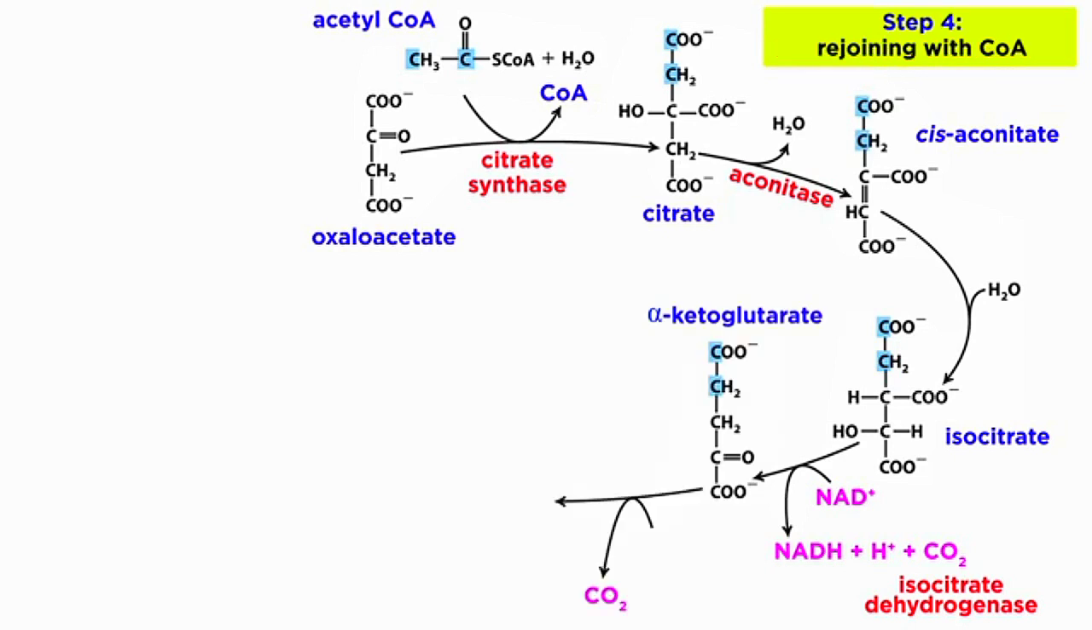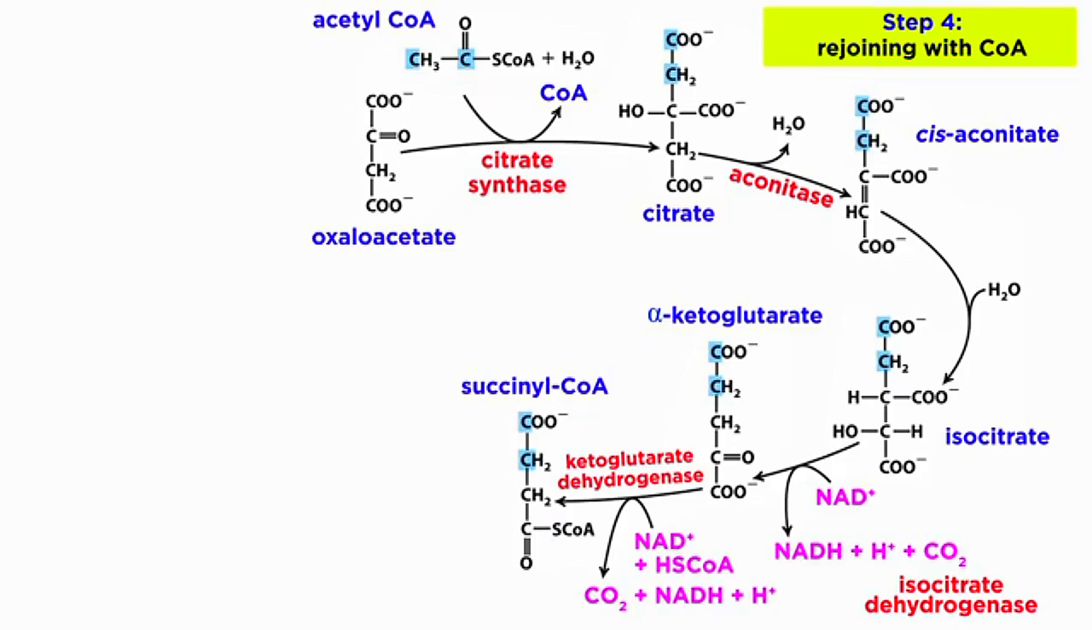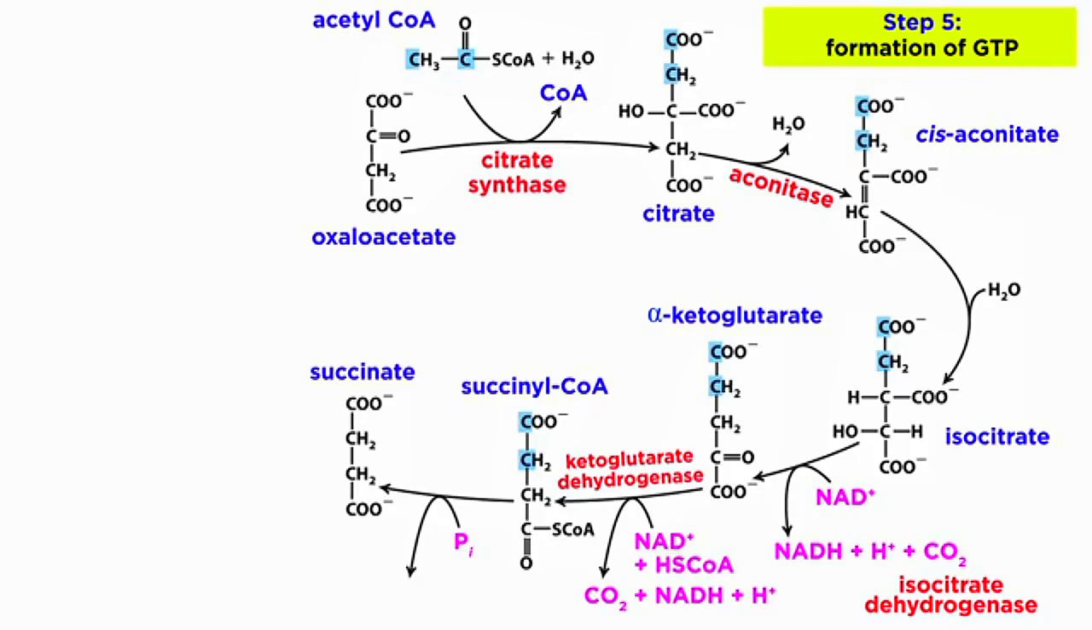Next, another CO2 is lost and further oxidation by NAD+ takes place with the help of ketoglutarate dehydrogenase to form a compound. This compound combines with coenzyme A to form succinyl-CoA. CoA is then displaced by a phosphate group to form succinate.